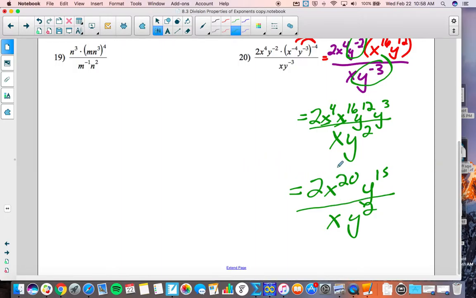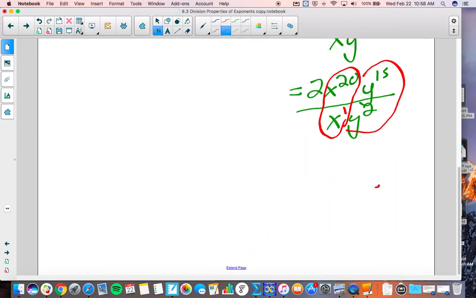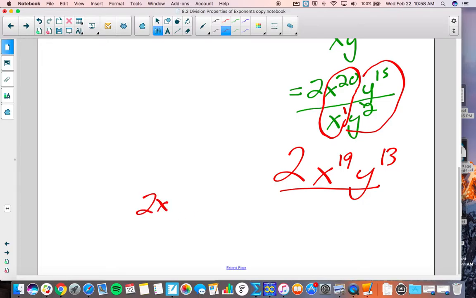Now here, we have the quotient rule, where we have these same bases that are on opposite sides of the fraction bar, so we have some battles. So that's x to the 20 divided by x to the 1. The top wins, so x is going to stay on the top, and it wins by 19. Subtract your exponents. Here the y's on the top are going to win, so y goes to the top. How many more of them are there up there? 13. So 2x to the 19 times y to the 13 is your final answer.